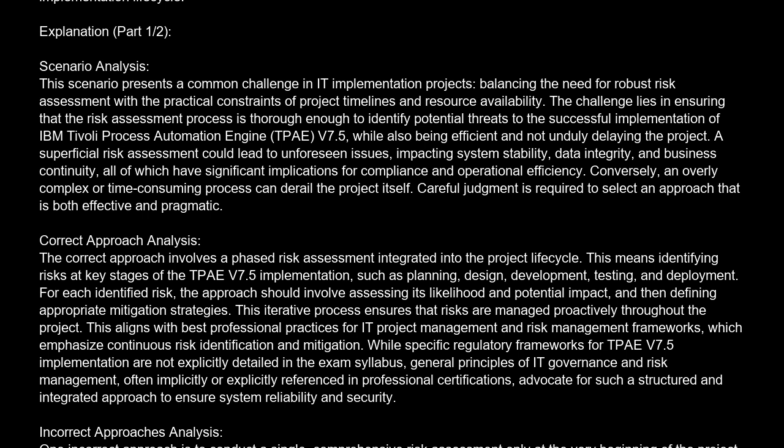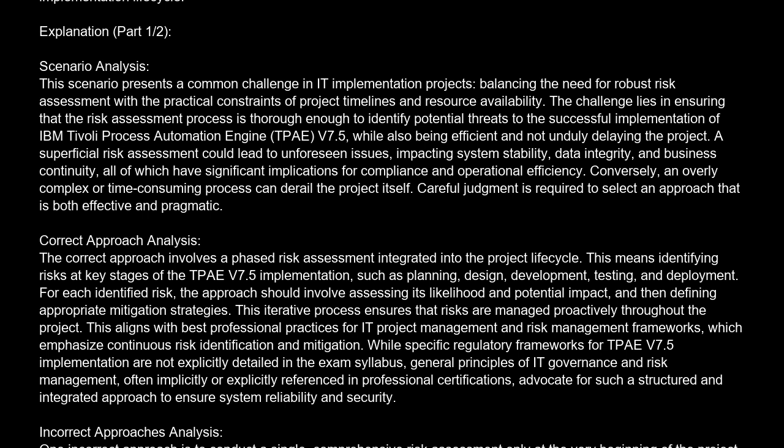This scenario presents a common challenge in IT implementation projects, balancing the need for robust risk assessment with the practical constraints of project timelines and resource availability. The challenge lies in ensuring that the risk assessment process is thorough enough to identify potential threats to the successful implementation of IBM Tivoli Process Automation Engine (TP) v7.5, while also being efficient and not unduly delaying the project.